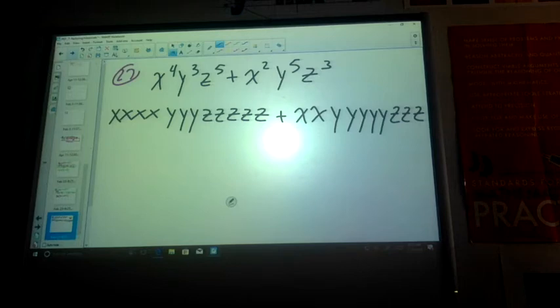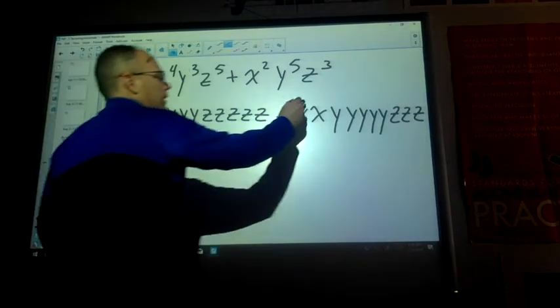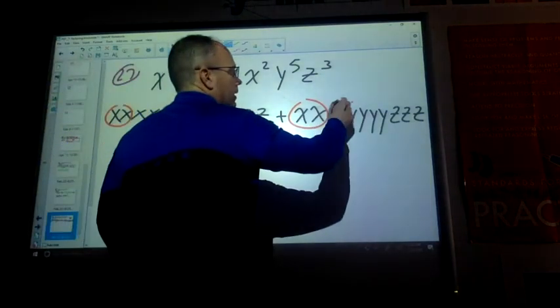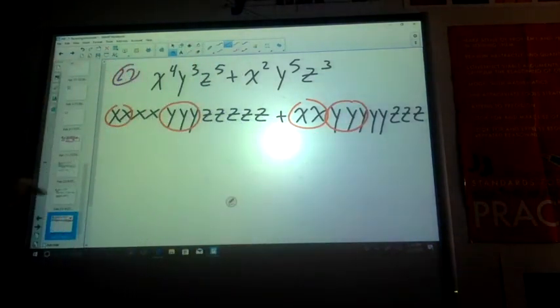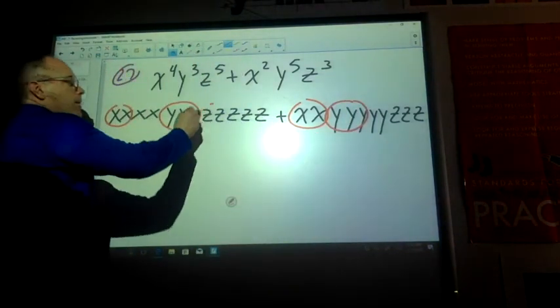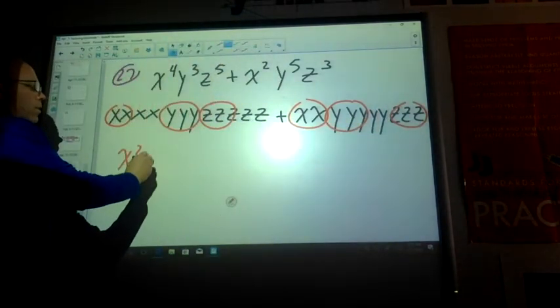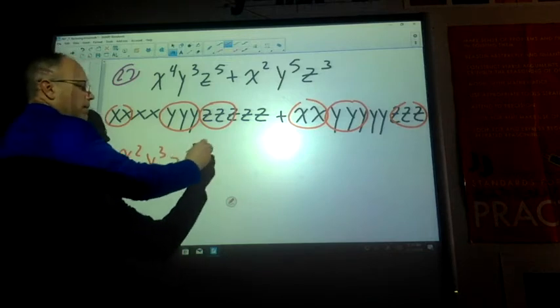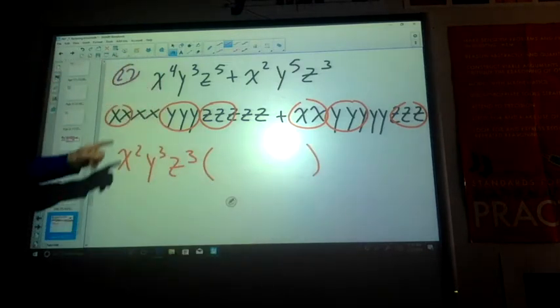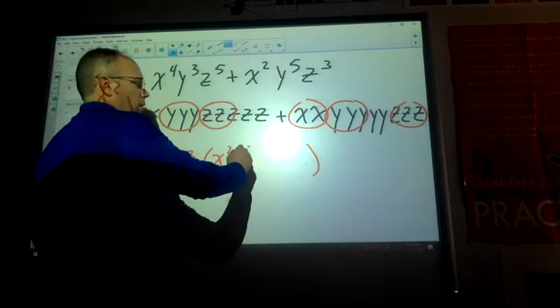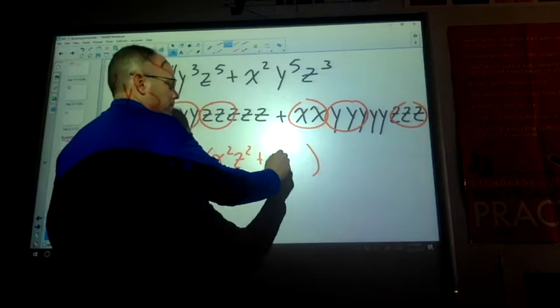So what's the maximum number of x's I have between the two? 2. I have 2 of them. So these 2 and these 2. Still with me? Maximum number of y's I have between them? 3. So these 3 and these 3. Maximum number of z's? 3. Those 3 and those 3. So I have x squared, y to the third, z to the third in common between them. That's my greatest common factor. I'm left on this one with x x, z z, so that's x squared, z squared, plus y squared. Done.